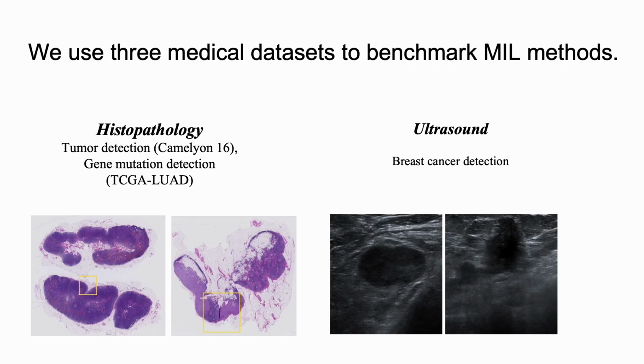In our experiments, we apply our framework on three multiple instance learning datasets in healthcare applications. We use two histopathology datasets: Camelyon16, which is for tumor detection, and TCGA, which is for gene mutation detection. The histology images are usually too large to fit in GPU memory, so they are cut into patches, but they usually only have slide-level labels. We also use an ultrasound dataset for breast cancer detection, where several pictures are taken when scanning different parts of the body, but only one diagnosis is provided for each patient.